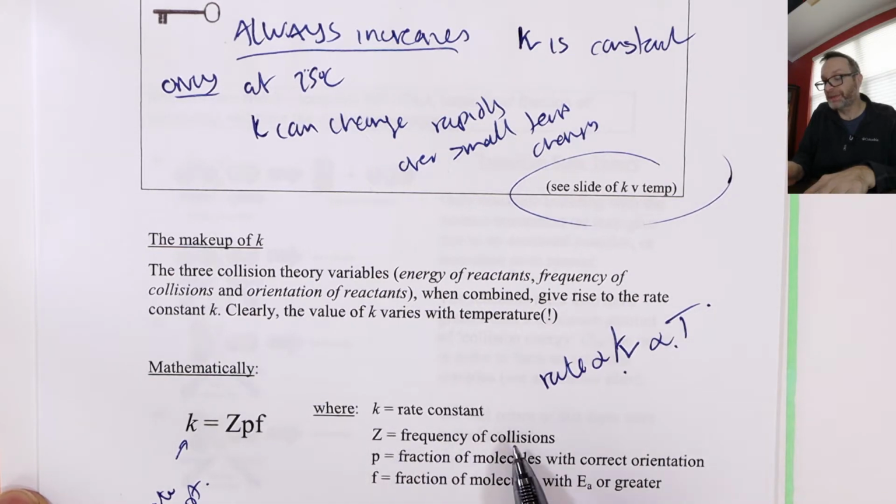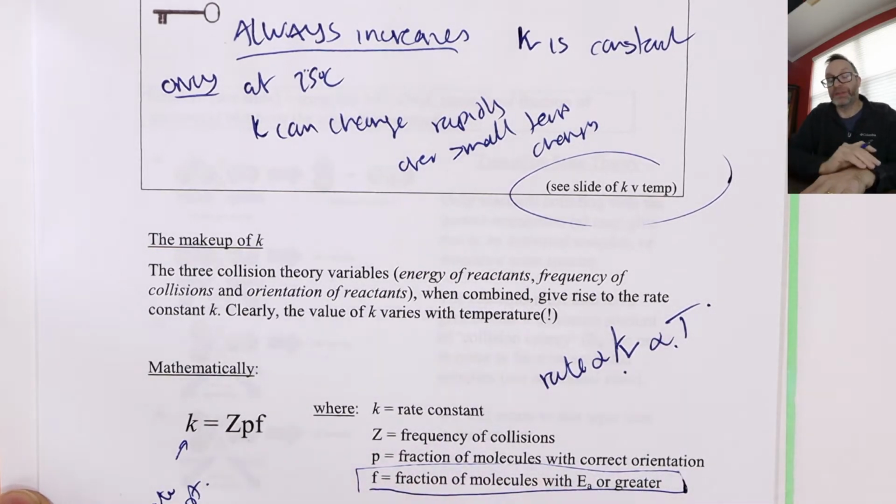So Z, frequency of collisions. P is that fixed fraction with the right orientation. And F, this is the one that's important. F is the big one. It's the fraction of molecules with the activation energy, we call it, or higher.